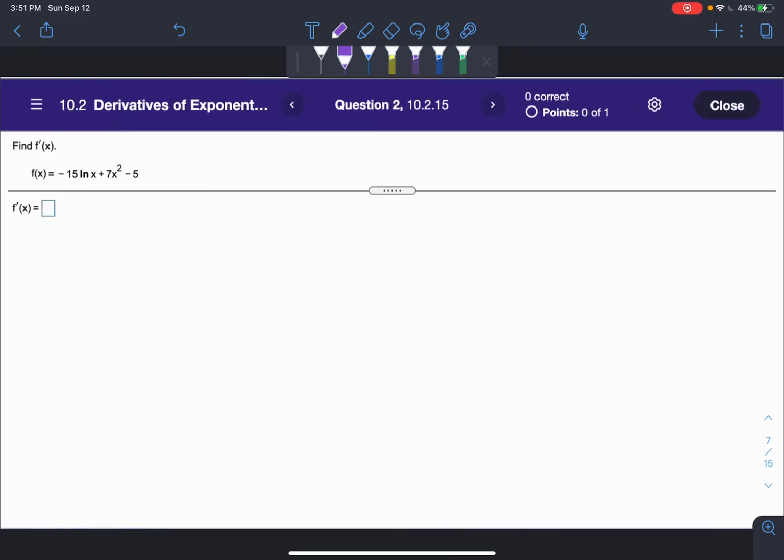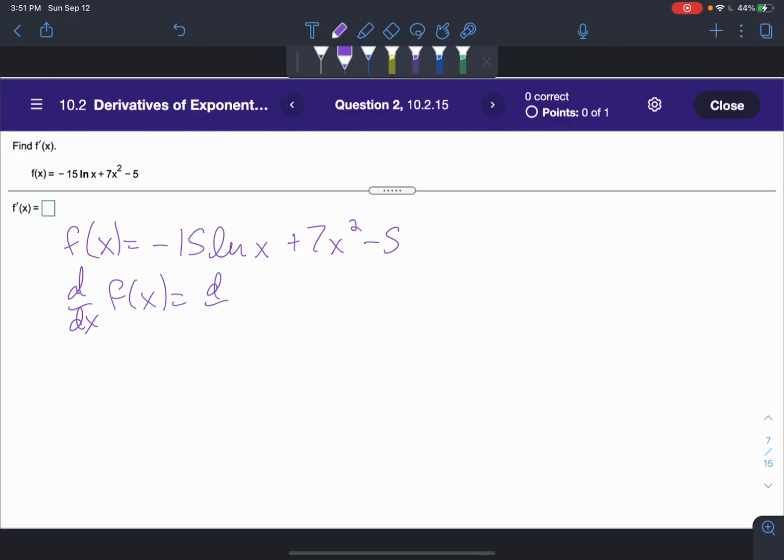Let's try one more. So we have f of x is equal to minus 15 natural log of x plus 7x squared minus 5. Again, if we were taking the derivative with respect to x of f of x, we have d dx of minus 15 natural log of x. I'm just going to break it up based on the sum and difference of terms: plus d dx of 7x squared minus d dx of 5.